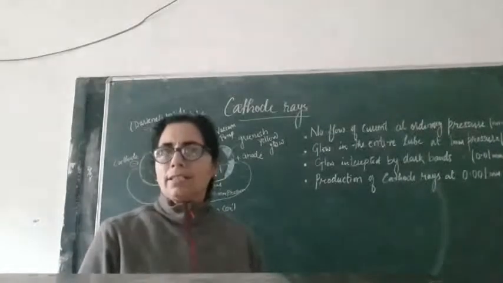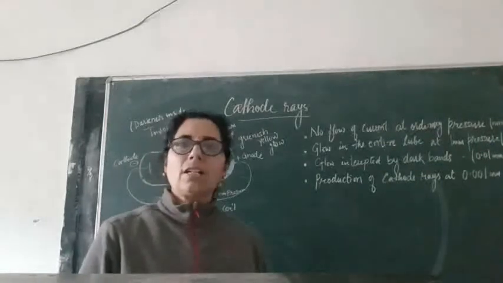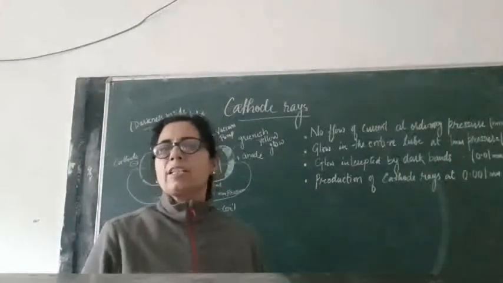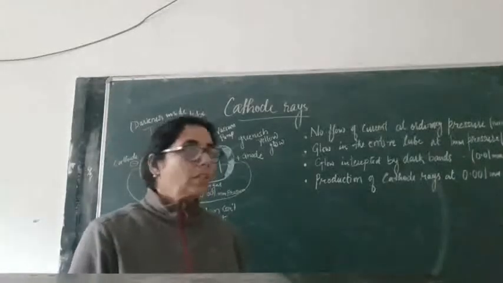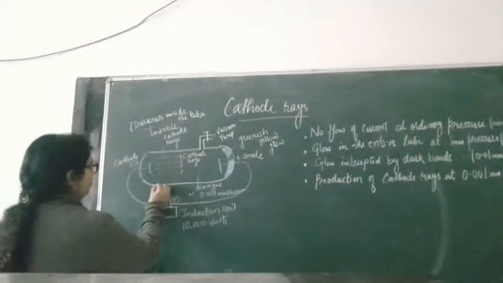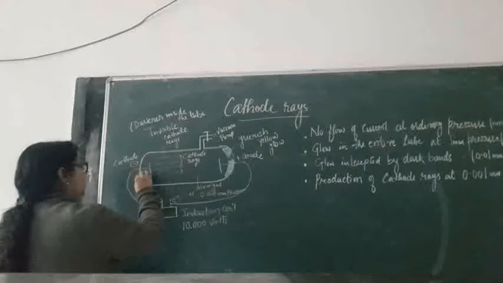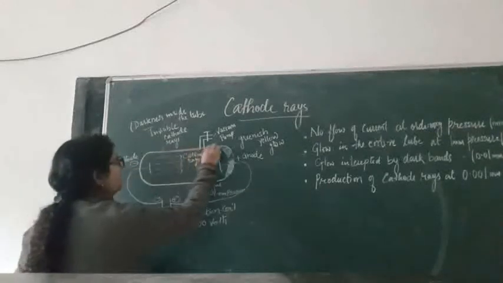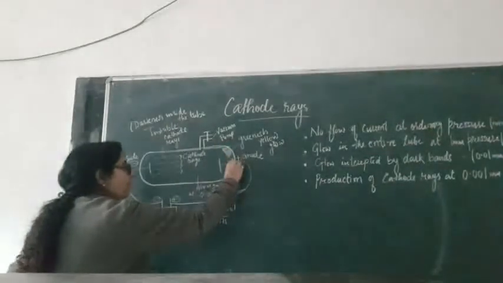In order to understand cathode rays, first we have to understand the discharge tube, as this experiment was conducted inside a discharge tube. This discharge tube is made of glass, and it is a sealed tube, as you can see from either side. All the sides have been sealed very nicely.